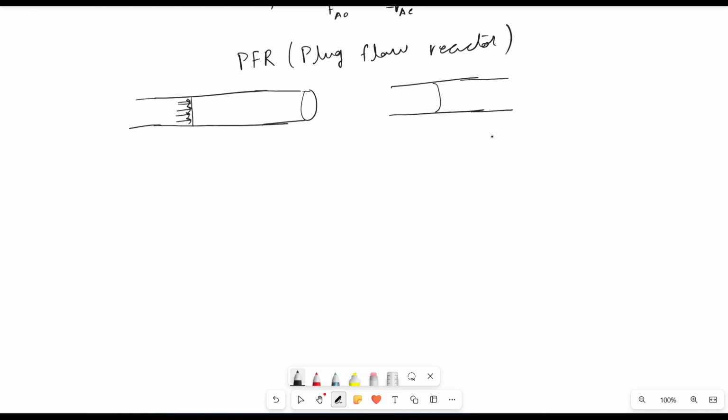This assumption will give correct results up to 90%, with a small error margin like 5%. Studying plug flow reactors is very important because the errors are very small, like 1% or 2% from the actual value. So studying this is very important.